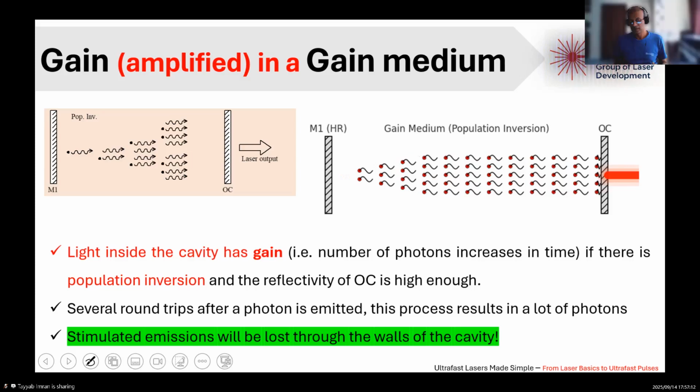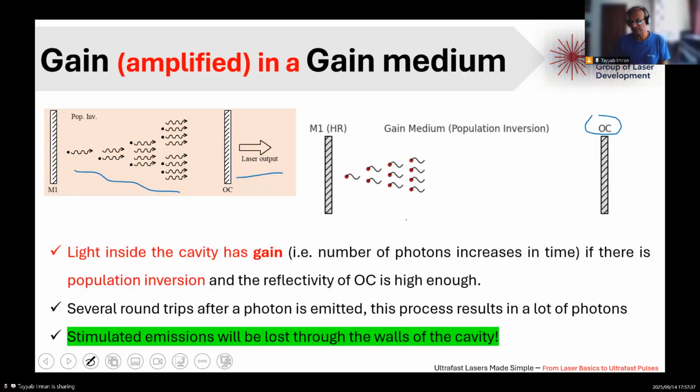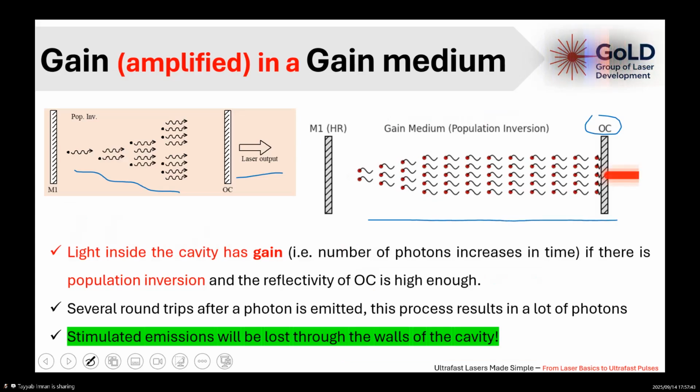So what you have here simply shows that the photons are multiplying and we get the laser output. Okay, one is the output coupler. The other one is fully polished. And in this animation you can also see how the photons are multiplied.